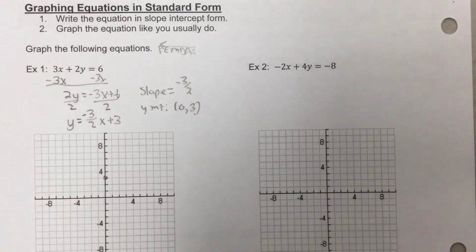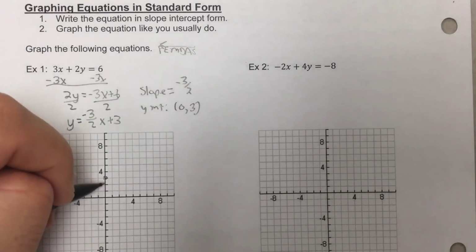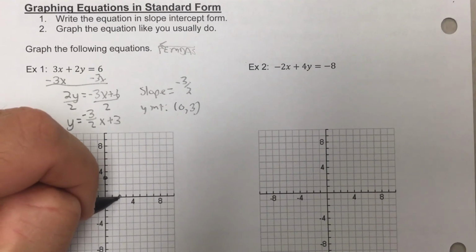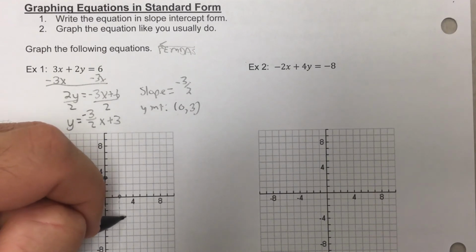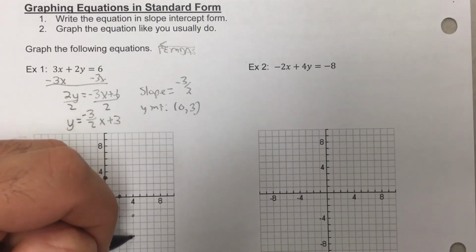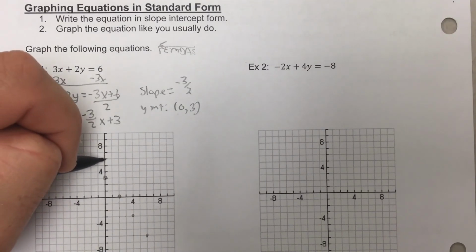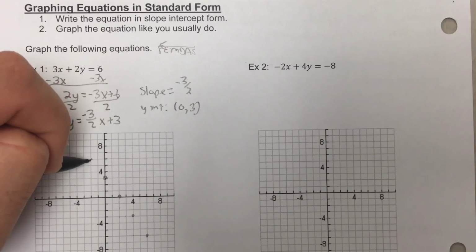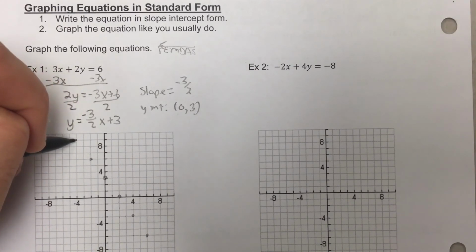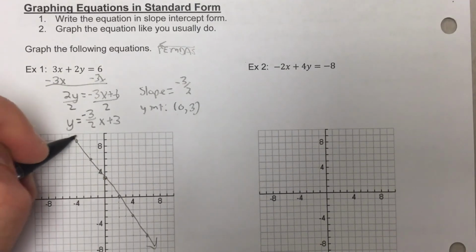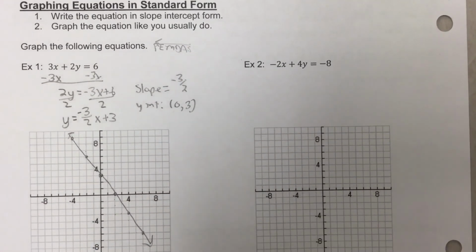So it's a negative slope. So remember that negatives go to the top or bottom, but not both. So I'm going down 3, 1, 2, 3, and then I have to go positive right 2. Down 3, right 2. Down 3, right 2. And I'm also going to go up 3, 1, 2, 3, and then the negative would be with the 2, so it'd be left 2. Up 3, left 2. And then connect your points. Try example 2 on your own.